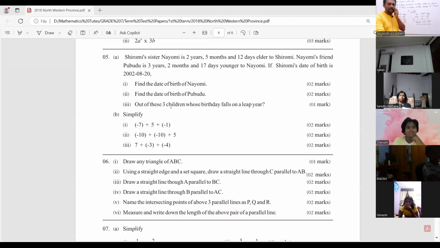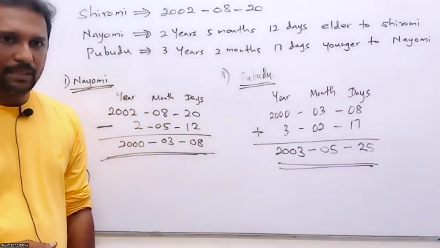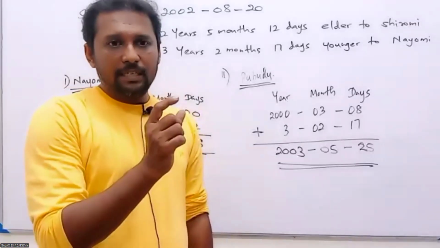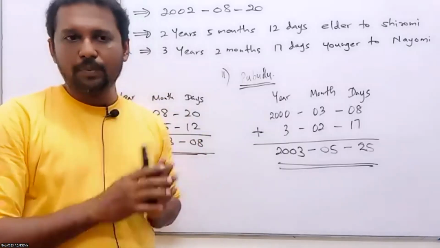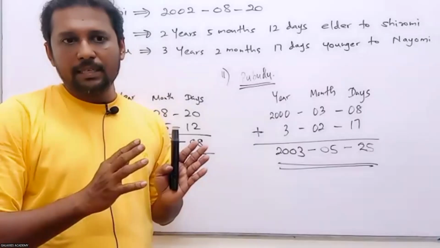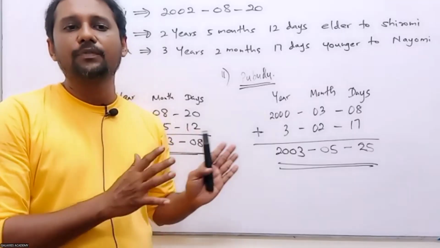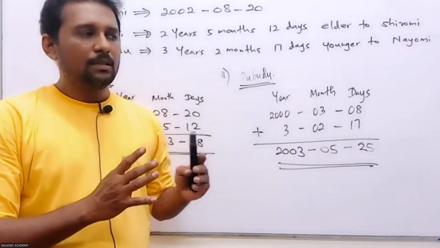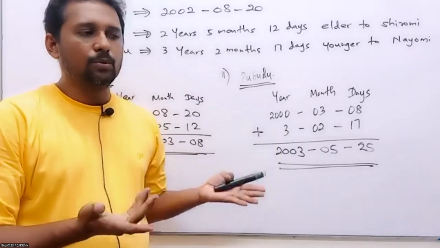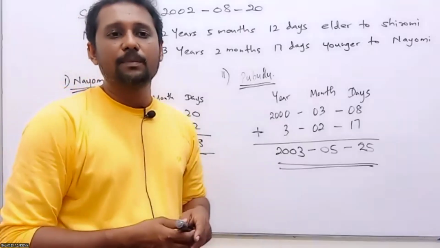Out of these 3 children, whose birthday falls on a leap year? Do you remember the method of finding a leap year? If the year's last 2 digits are divisible by 4, it should be a leap year. If the year's last 2 digits are 00, the year should be divisible by 400. Then it should be a leap year. That means years like 2000, 1600, 1700, no? Like those numbers, it should be divisible by 400.